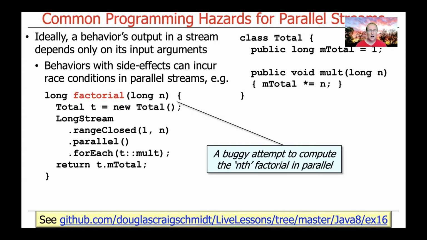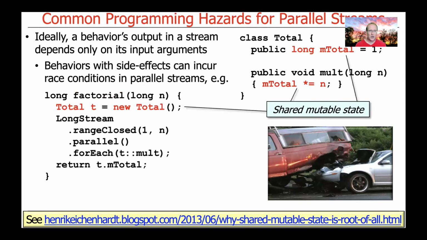As you can see here, we have a factorial method. This is in my EX16 folder in my GitHub repository, so you can try this out and run it yourself on a multi-core machine and see what weird side effects you get. What we're trying to do is compute the nth factorial in parallel. That's what we think we're doing. What we're actually doing is making a big mess.